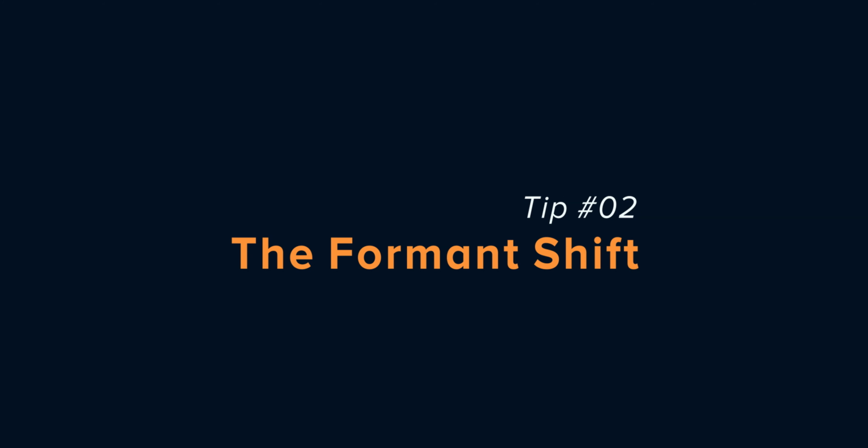Tip number 2, the Formant Shift. So Formant is basically how the vocal track shapes the sound. So with a low Formant value, you would have a sound which has more depth to the vocal, and a high value would do the exact opposite of it. So it would sound something like this.